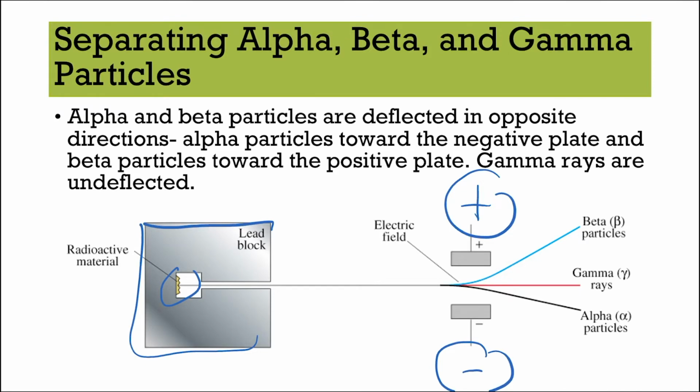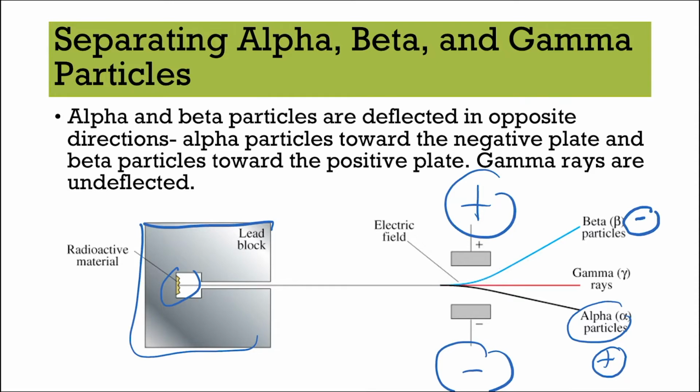You can see that the beta particle is being pulled towards the positive side, and that's because beta particles are negative. Table O can tell you that, and so can the notes. And remember, opposites attract. That's why alpha particles are being pulled down to the negative side, because they're positive.